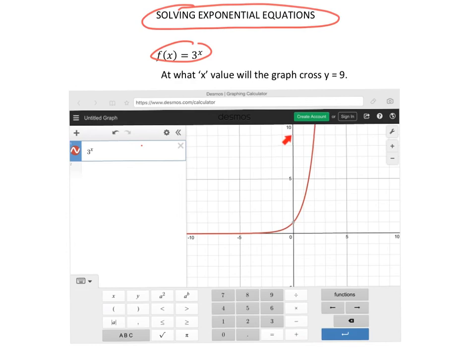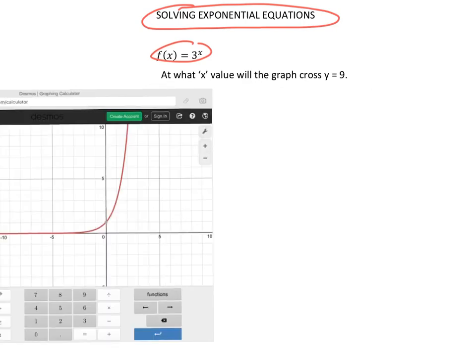But where does the red graph actually cross the number 9? It crosses right over here. And what's the x value? Because we're looking for the x value. The x value is 2. So that's what I mean by solving exponential equations, when they cross. So how do we do this algebraically without using Desmos?